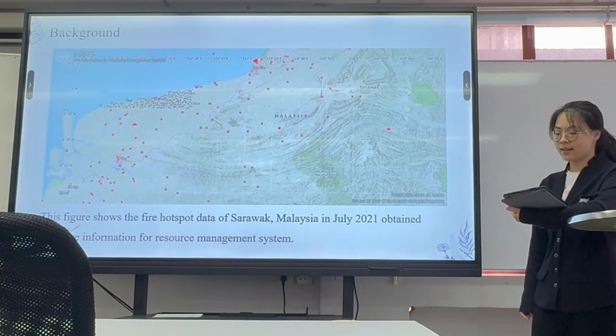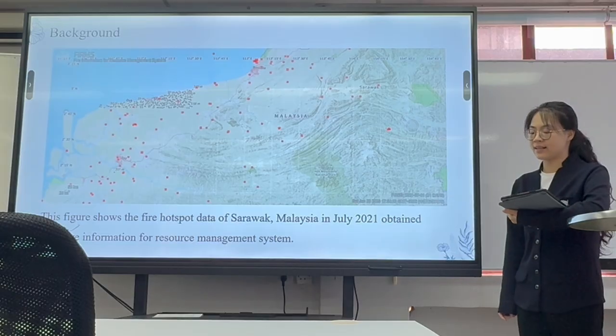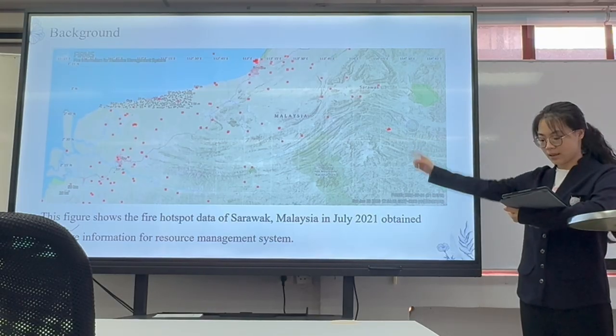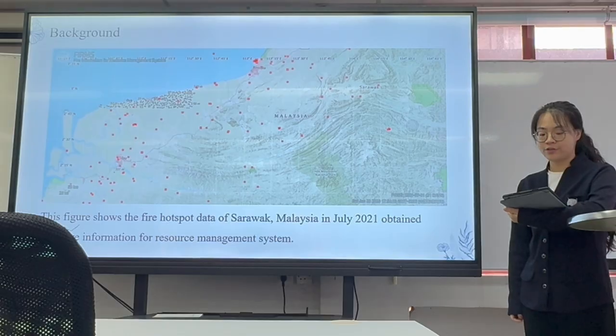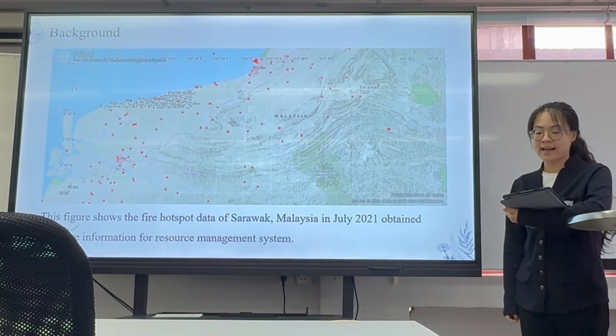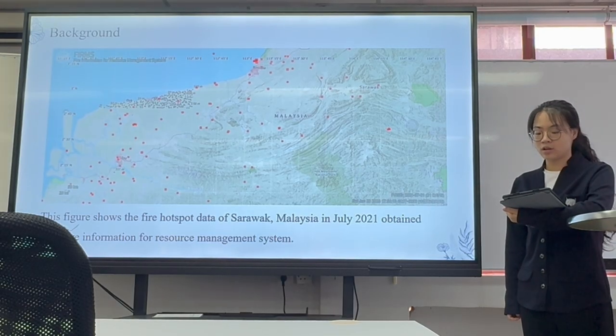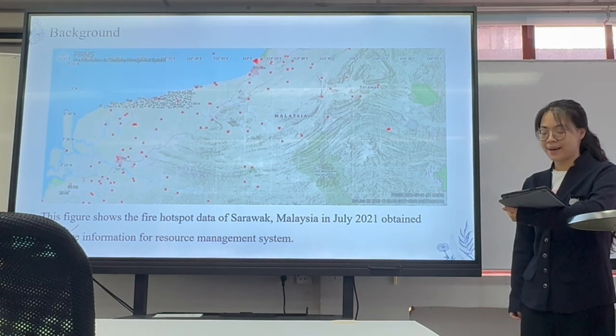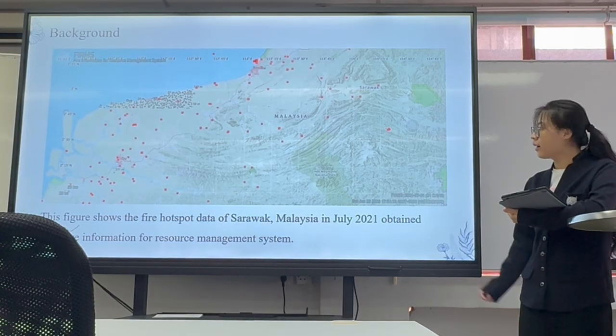This figure shows the fire hotspot data of Sarawak, Malaysia in July 2021. This is obtained from the Fire Information for Resource Management System. The red dots in the figure denote individual fire hotspots identified by satellite-based thermal anomaly detection. It shows widespread and unevenly distributed fire activity in Sarawak. This is because the spatial distribution of fire hotspots is strongly influenced by land use and ecological features.